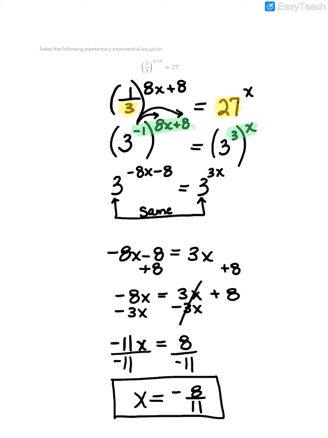And again, if you want, you could use your calculator to plug that value of x back in, plug it into both sides of the equation to see that you get the same result.